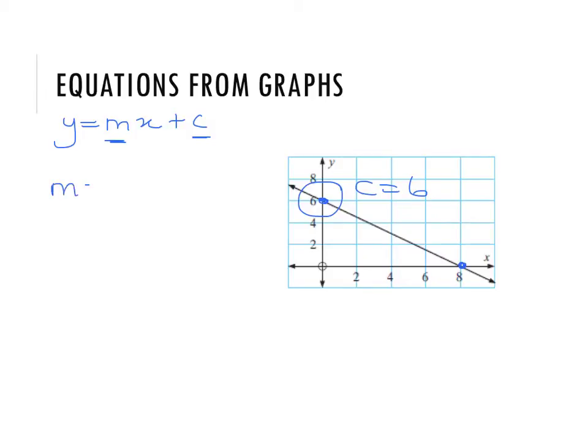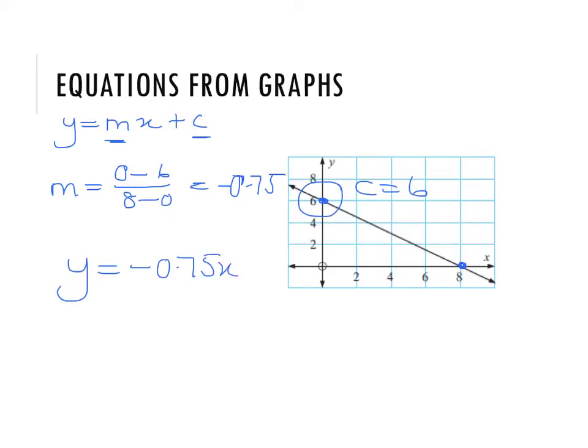So my gradient is going to be 0 minus 6 divided by 8 minus 0, and that gave us negative 0.75, or negative 3 on 4. Now putting that together with our y-intercept, we end up with an answer of y equals negative 0.75x plus 6. So our gradient is negative 0.75 and our y-intercept is 6.